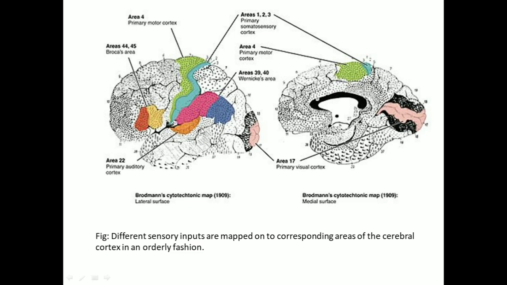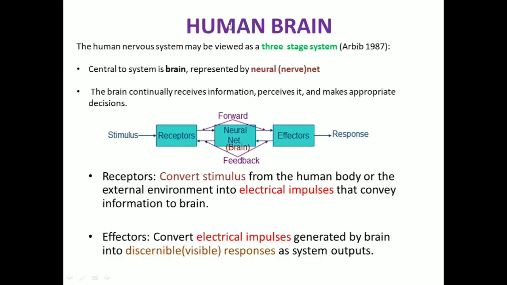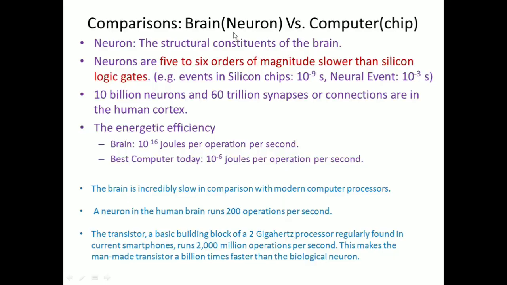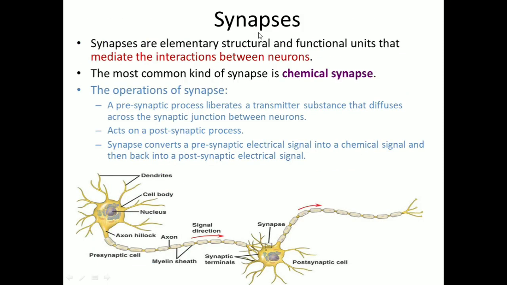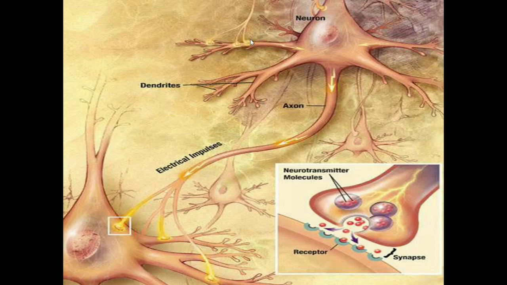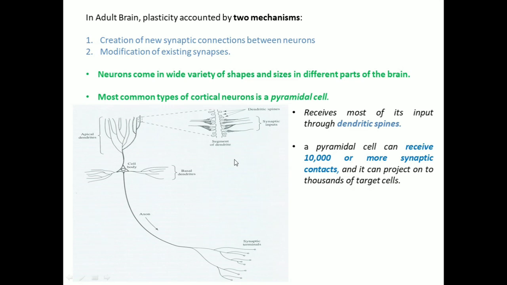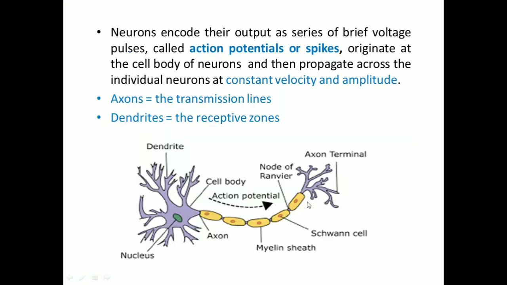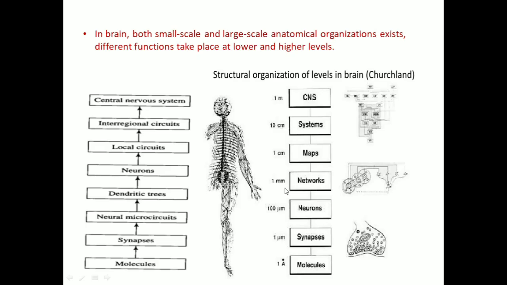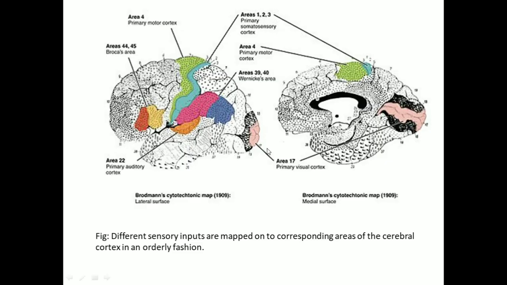In this lecture, we discussed what the human brain is and the comparison between the brain and the computer. We also discussed what synapses are and the biological neuron structure, then the pyramidal cell, then the action potential and how it is propagated, and lastly the structural organization of levels in the human brain. And this is Brodmann's cytoarchitectonic map.